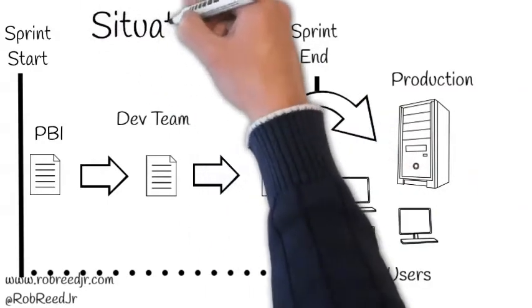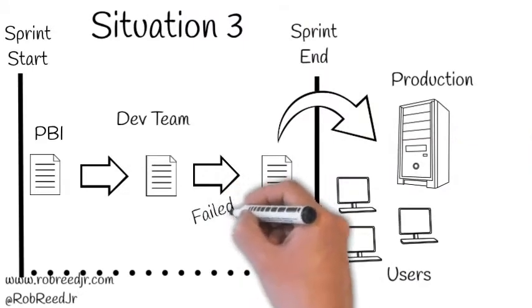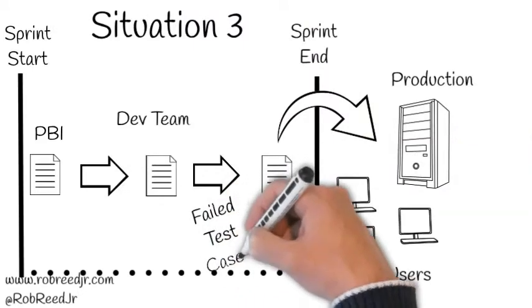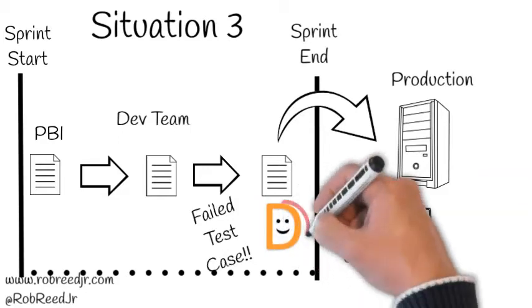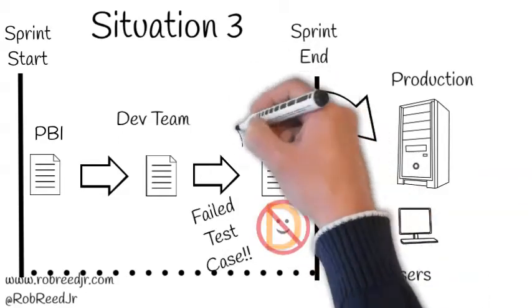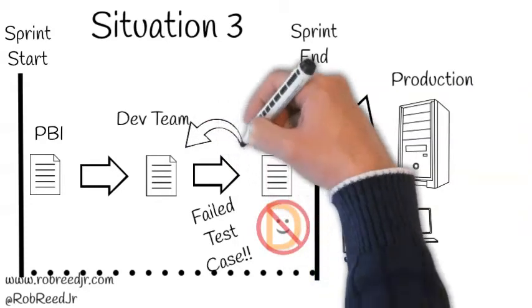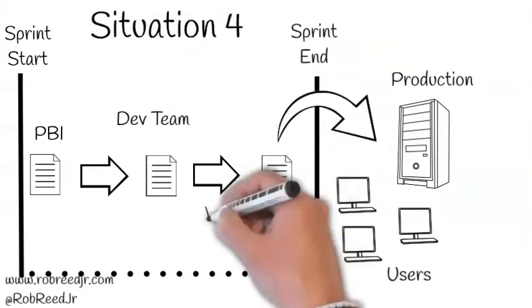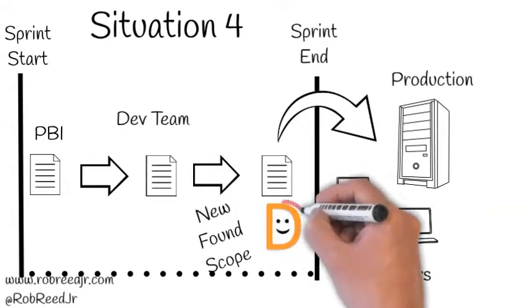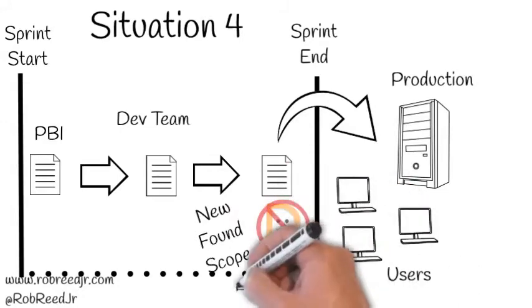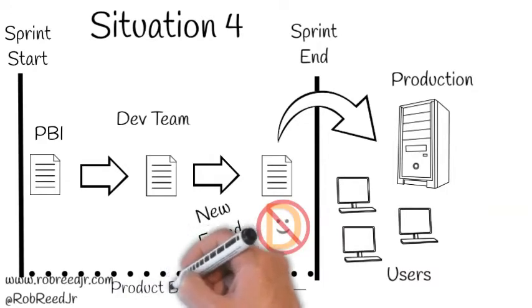For the third situation, if a test case fails on the PBI, I don't get created. Once again, this is not a defect. The team works to resolve the failed test case to ensure the functionality works, or the PBI does not move to done. For the fourth situation, if new scope is uncovered while working on a PBI, I don't get created. This is not a defect. A new PBI is created and placed in the backlog.